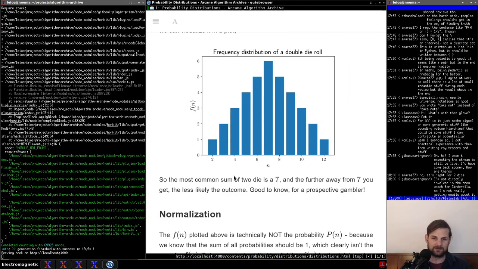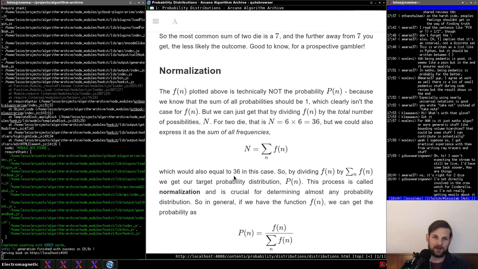Interesting. I thought it was more Gaussian-like. So, normalization. The f of n plotted above is technically not the probability P of n, because we know that the sum of all probabilities should be 1, which clearly isn't the case for f of n. But we can get that by dividing.